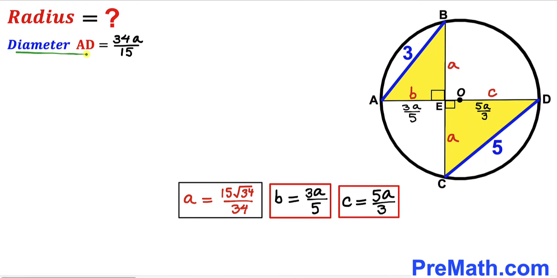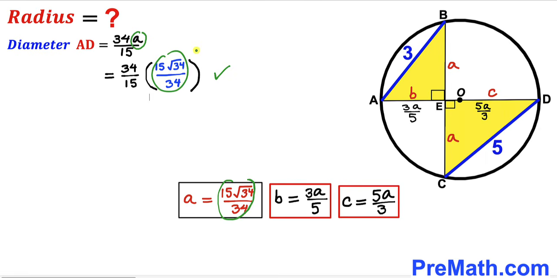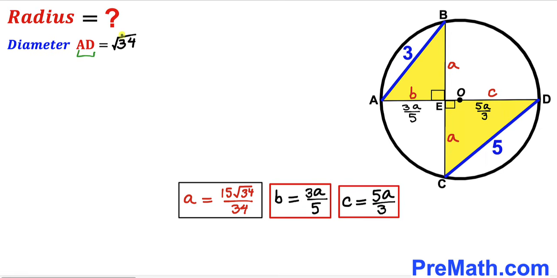And now let's make an observation. We know that our diameter AD is 34 times A divided by 15. And our A value is right here. So I'm going to substitute this value over here. As you can see in this next step, I have replaced this A value with this A value right here. And now we can see this 34 is gone. Likewise 15 and 15 is gone as well. So therefore we end up with simply square root of 34. So our diameter AD turns out to be square root of 34.